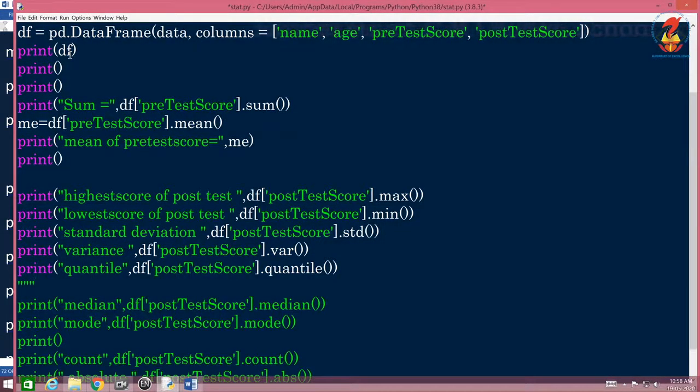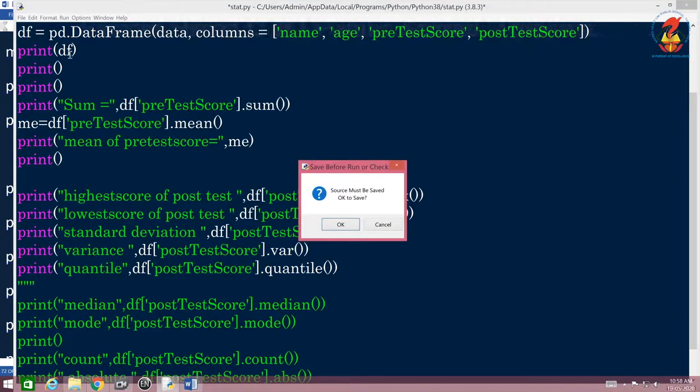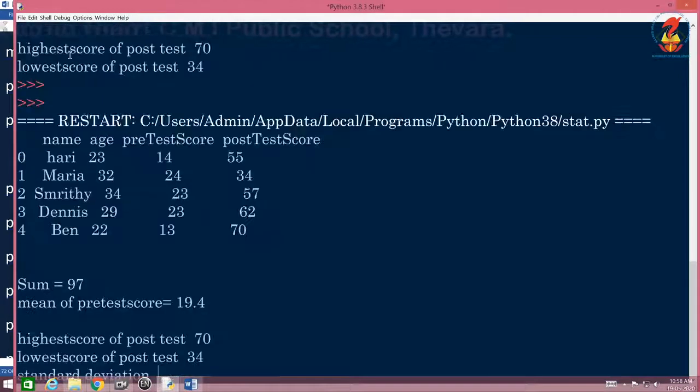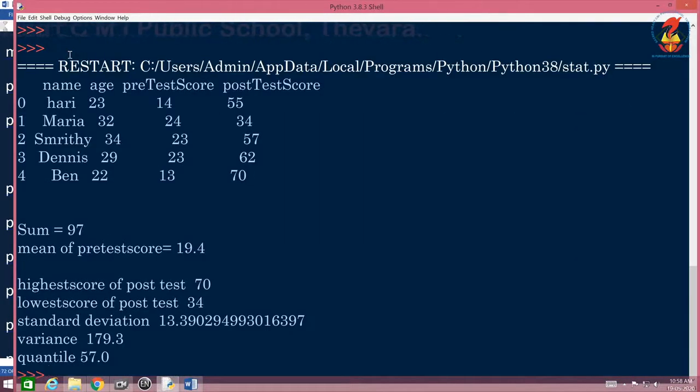So this much I am going to run once again. Let's see what is the output now. Okay, see, a big number came, which is not easy for us to calculate. Again, variance also and quantile also.